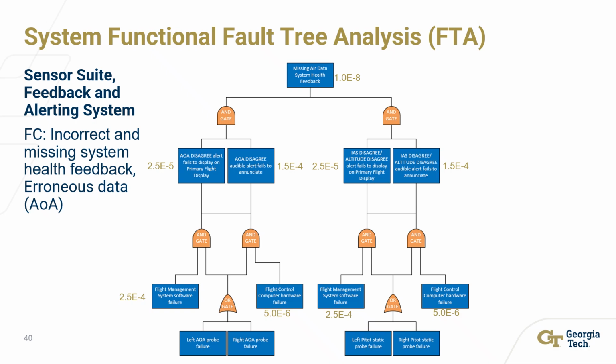With the revised MCAS system, it is standard now that in that scenario an AOA disagree message will show on the primary flight display. In this fault tree, for an AOA or airspeed/altitude mismatch to not be alerted to the crew, not only must there be some type of failure or mismatch between the probes or pitot statics, but also some type of flight control hardware or software failure for the alert to not display, as well as not be annunciated by the voice warning system.